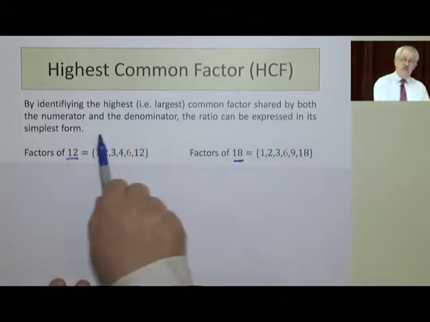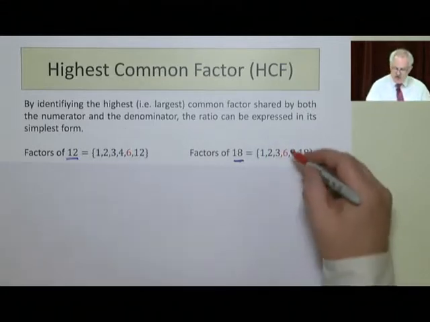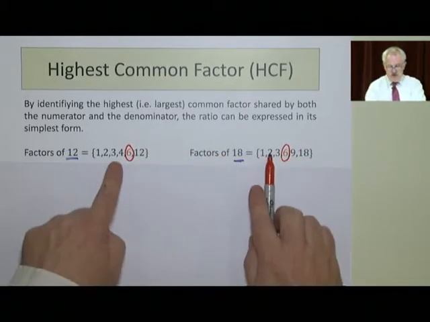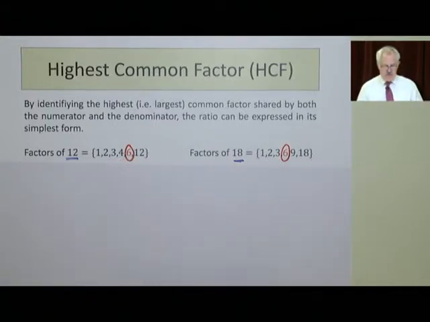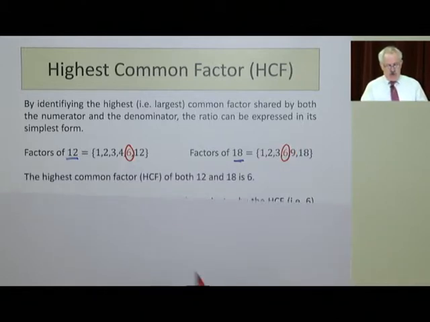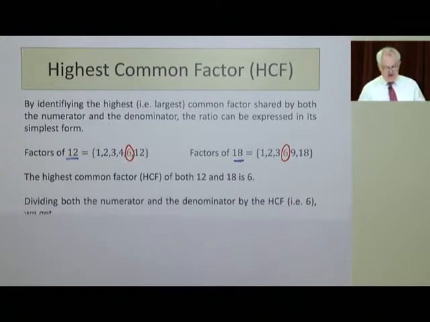And if we read back from the end, from the right back in towards the left, we can see that the first number they both have in common is the number 6. Now, they both have 3 as well and 2, but they both have 6, and that's the one furthest to the right. And that becomes the highest common factor. So the highest common factor of 12 and 18 is 6.